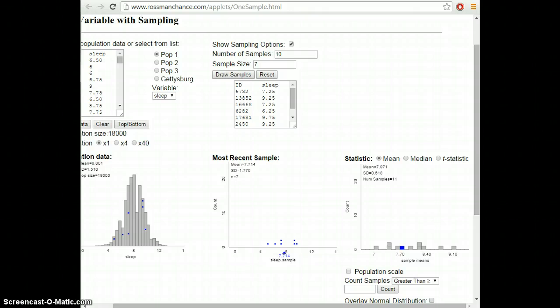Okay, now we're going to change the number of samples to 10,000.